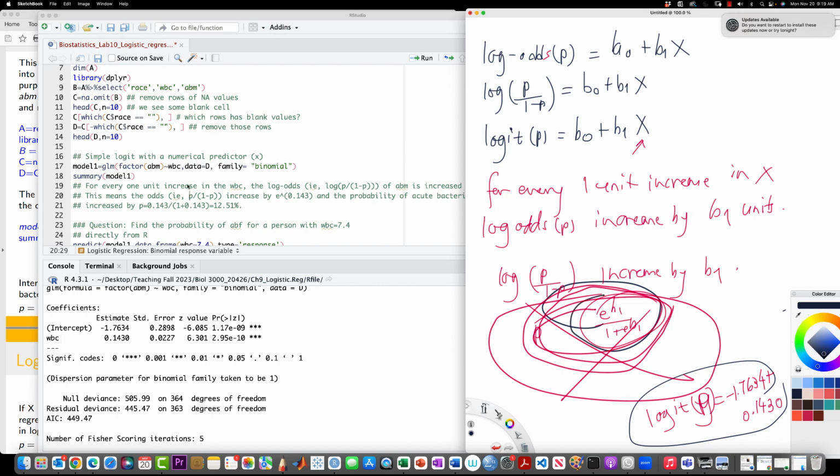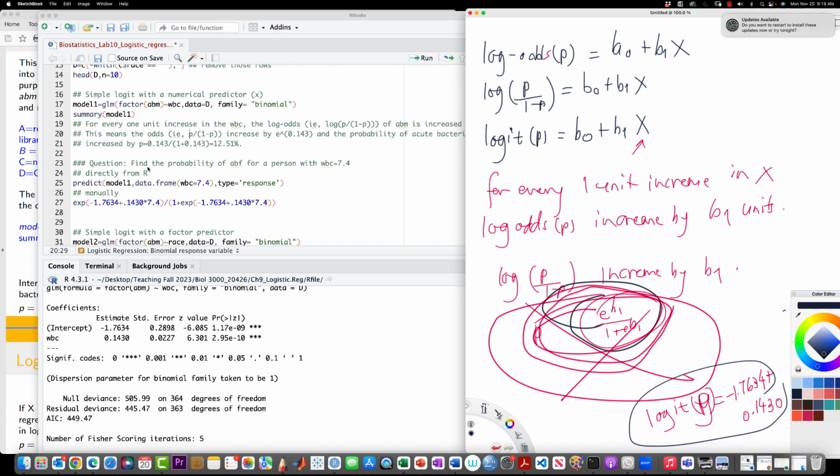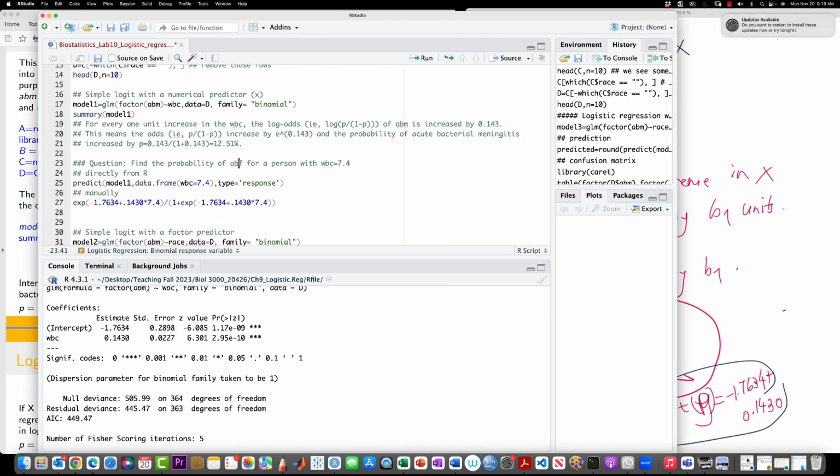Now there is a question saying, find the probability of ABM for a person with WBC 7.4. What is it asking? It is asking, if a person has a WBC of 7.4, what is the probability that the person has acute bacterial meningitis? That is ABM equals 1. That's what it is saying.